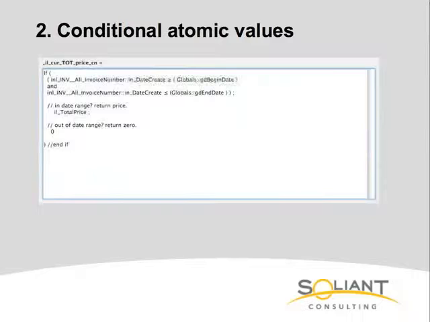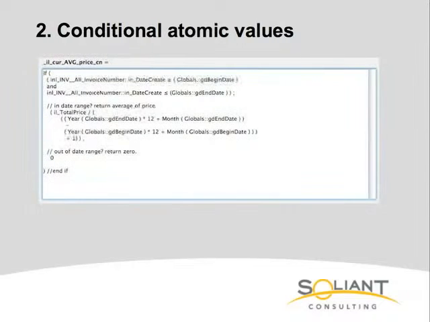So once we can do that, rather than returning true or false, what if we were to return whatever value it was we were trying to summarize? So in this case, total price, invoice line item total price, is returned if it's true, but if it's not true, meaning if this particular invoice line item is out of date range, we return 0.